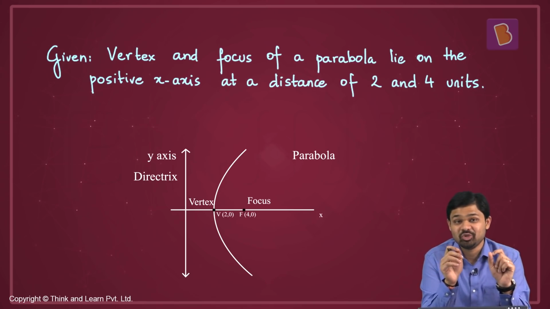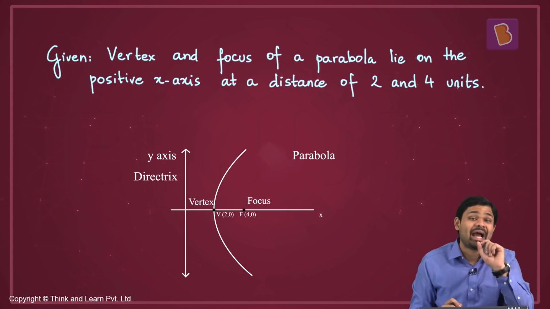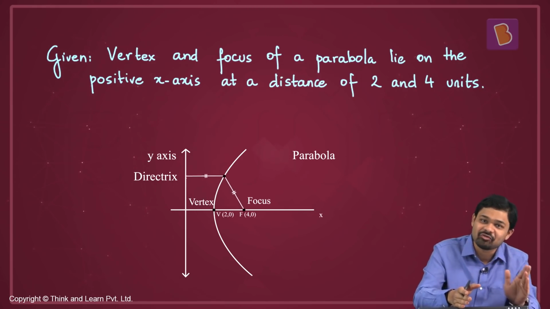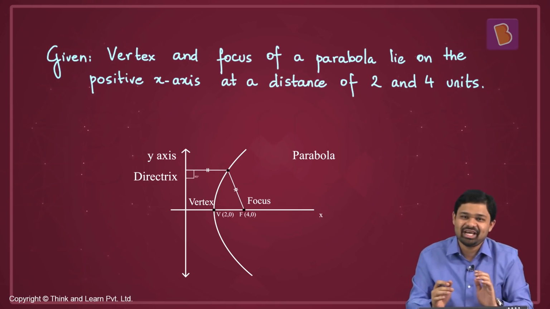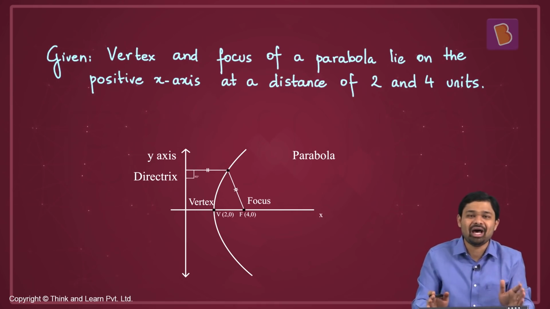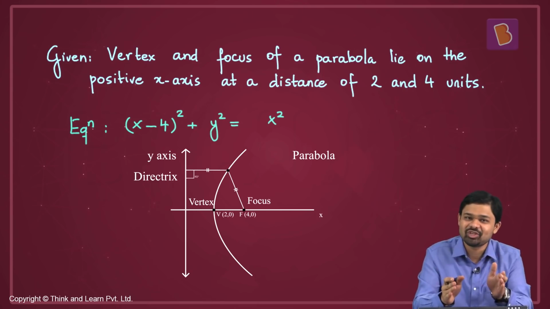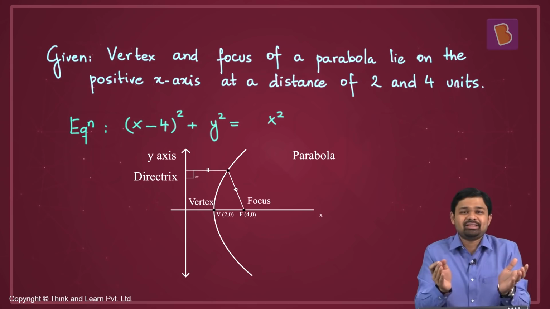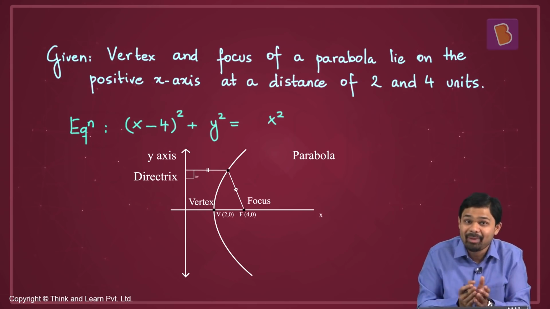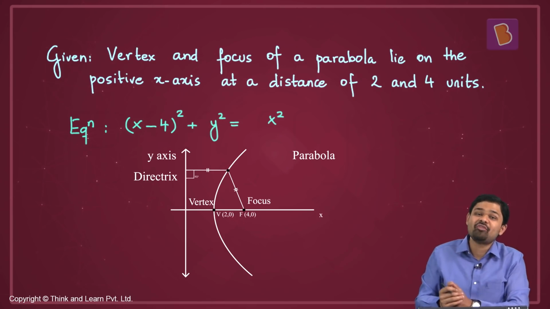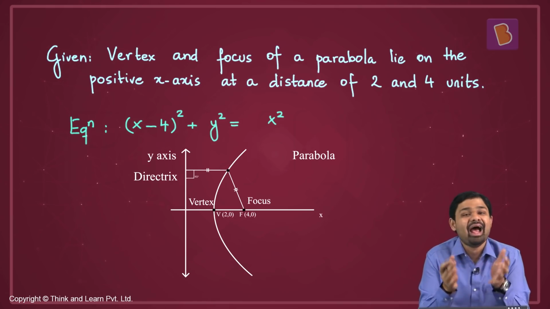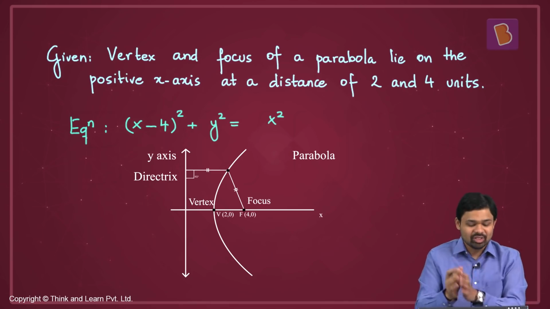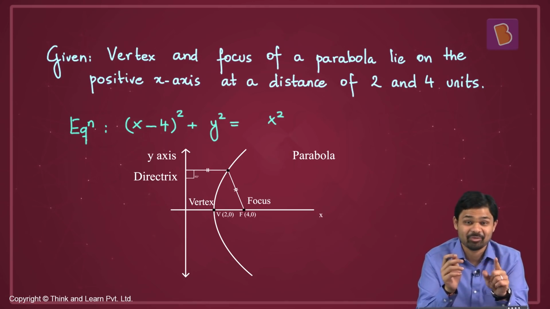So what am I supposed to do? I'm going to use the definition of the parabola. Any point of the parabola is going to be at an equal distance from the focus and the directrix. I'm just going to use this formula, and I will get (x minus 4) the whole square plus y square equal to x square, if I consider any random point (x, y) on the parabola, because the equation of the directrix is x equal to 0, because the y-axis is my directrix. So this is how I will arrive at the equation of the parabola.